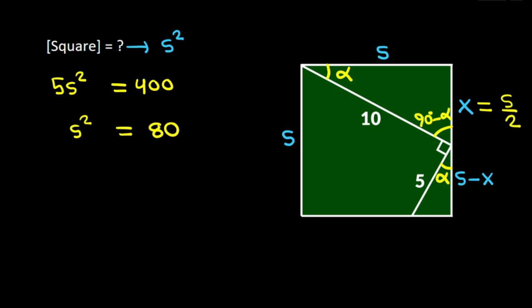And that's exactly what we need. The area of the square is 80. Pretty satisfying, right? Just from 2 lengths, we get the whole area.